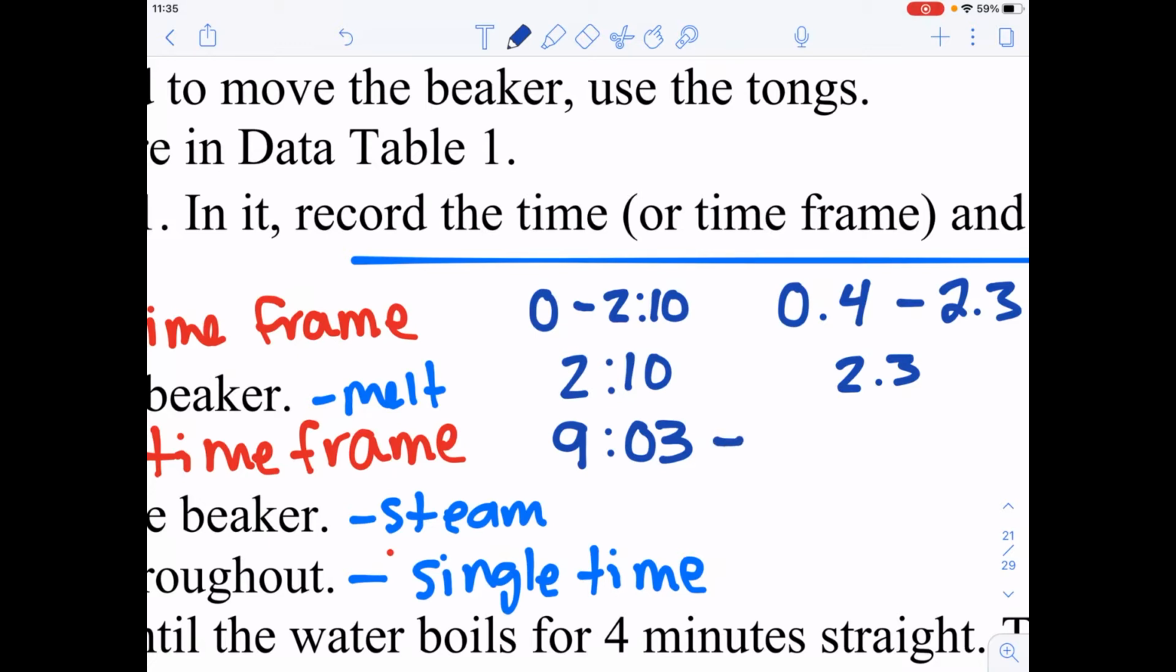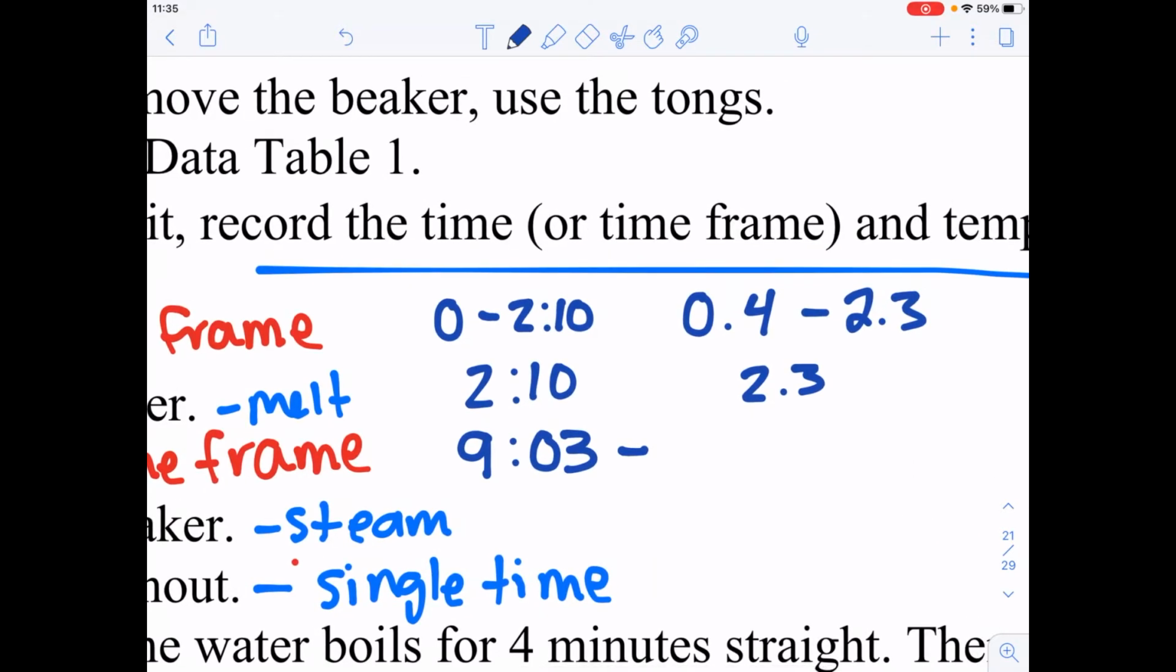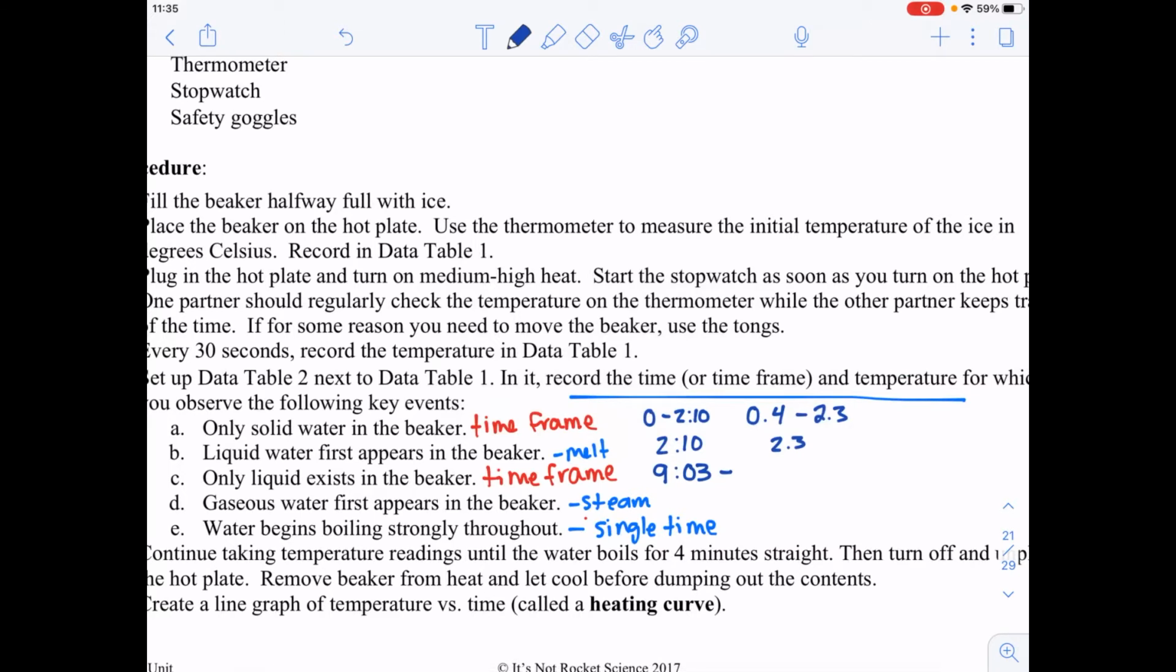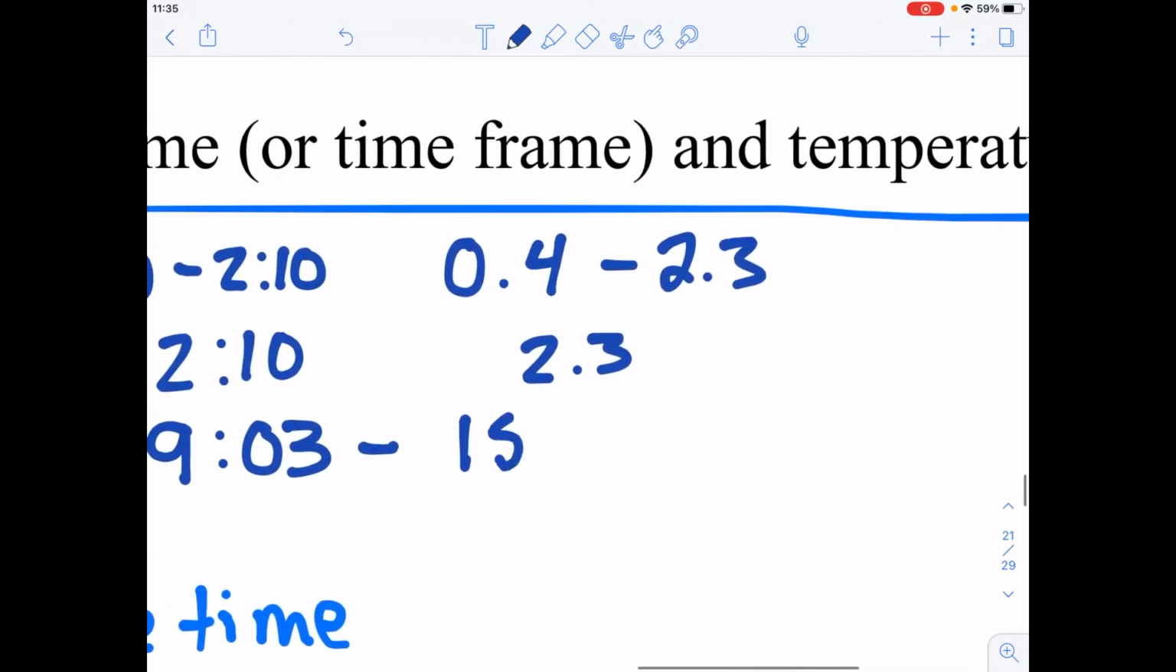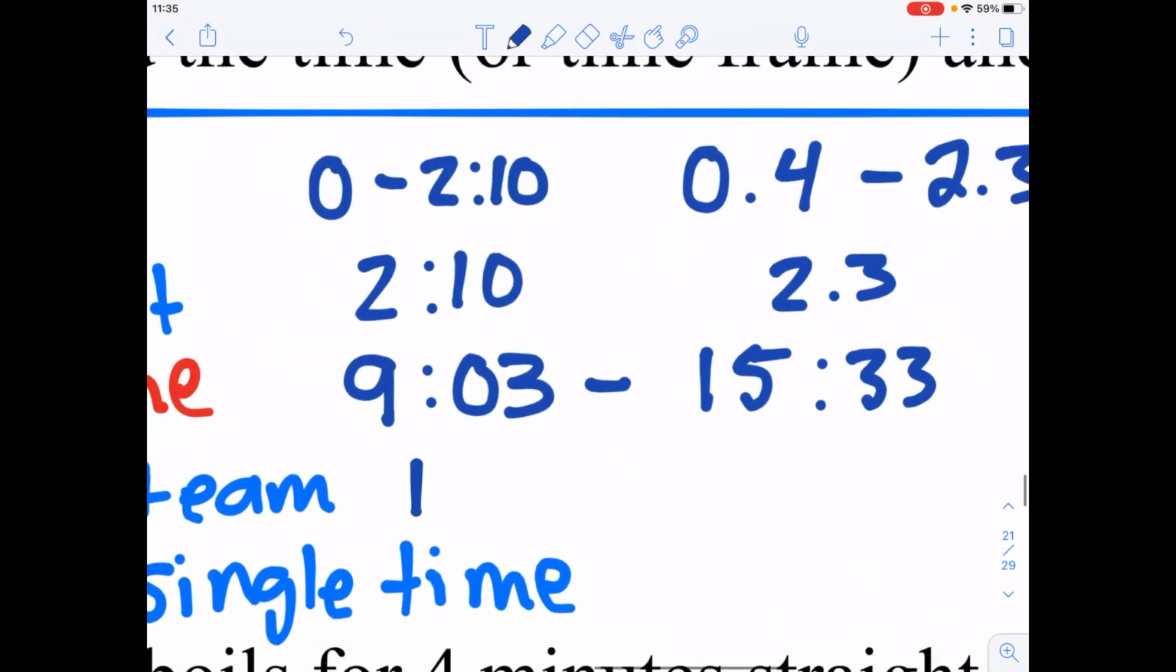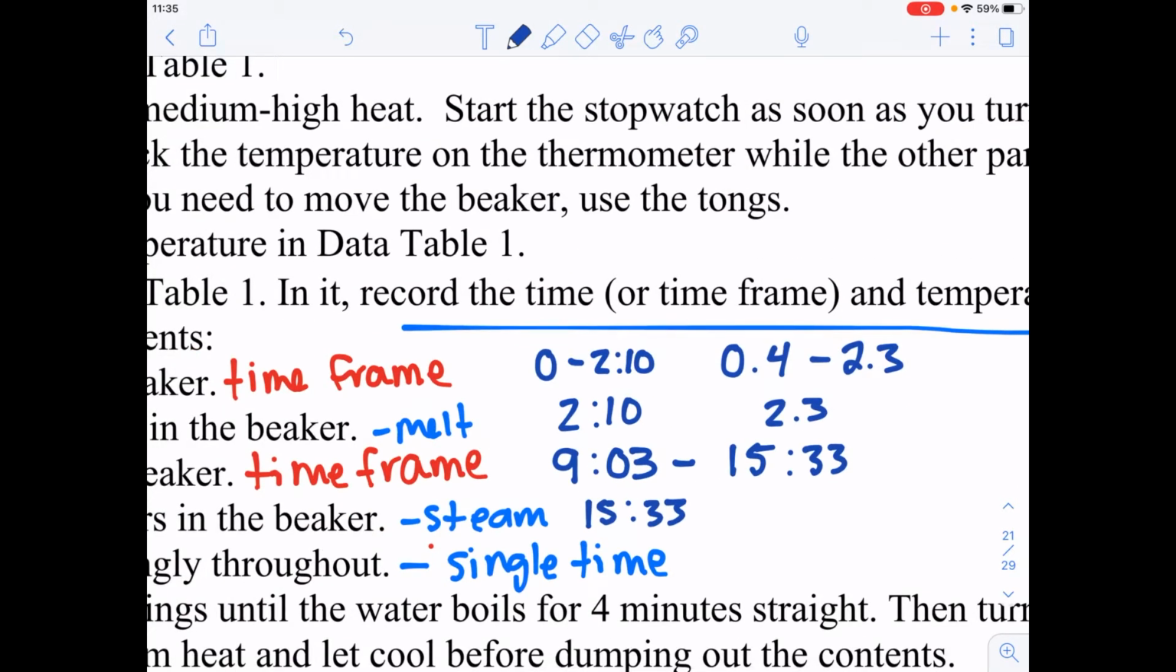So from 9:03, there'll be liquid in the beaker until we get to letter D, which is where we see gaseous water first appear in the beaker, and basically steam. So the time that you start to see steam, then you have now introduced water vapor. So it's not only liquid that's in there anymore. So let's say this is like 15 minutes and 33 seconds. So you see steam at 15 minutes and 33 seconds. So again, steam and melting, those should be specific times, okay?